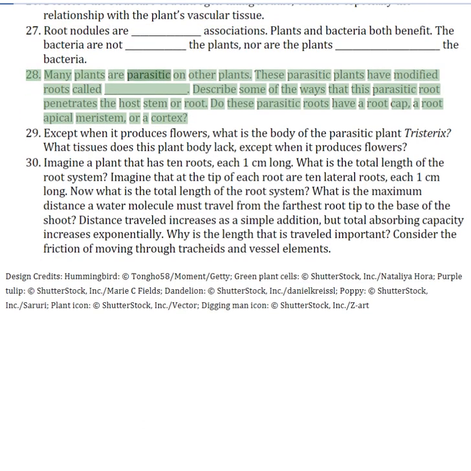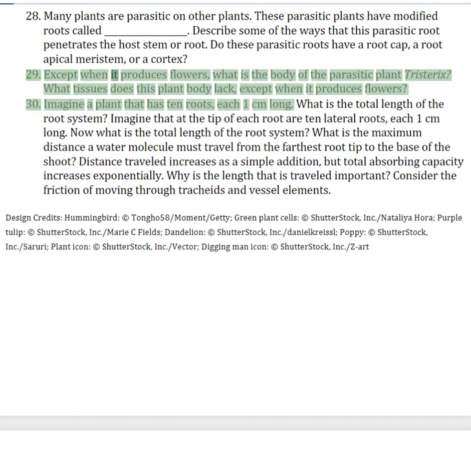28. Many plants are parasitic on other plants. These parasitic plants have modified roots called ____. Describe some of the ways that this parasitic root penetrates the host stem or root. Do these parasitic roots have a root cap, a root apical meristem, or a cortex? 29. Except when it produces flowers, what is the body of the parasitic plant Tristerix? What tissues does this plant body lack, except when it produces flowers?